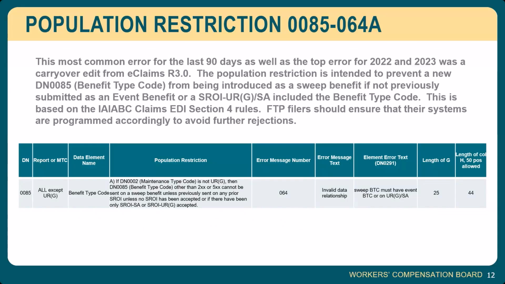This population restriction is there to prevent new benefit type codes from being introduced as a suite benefit if they were not previously submitted as an event benefit or submitted as a suite benefit on the FROI UR grandfathered. This is based on the IAIBC Section 4 rules, so this is not just a New York rule, this is an IAIBC rule as well. And FTP filers should ensure their systems are programmed accordingly.